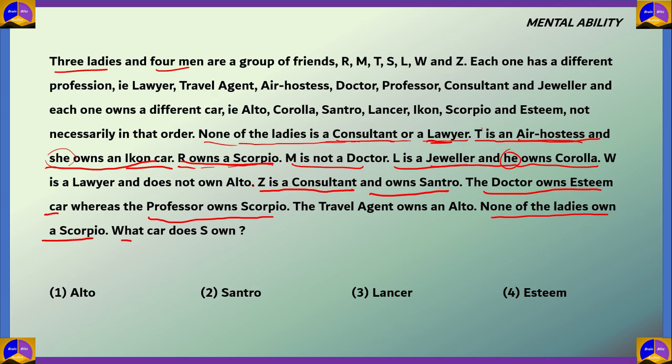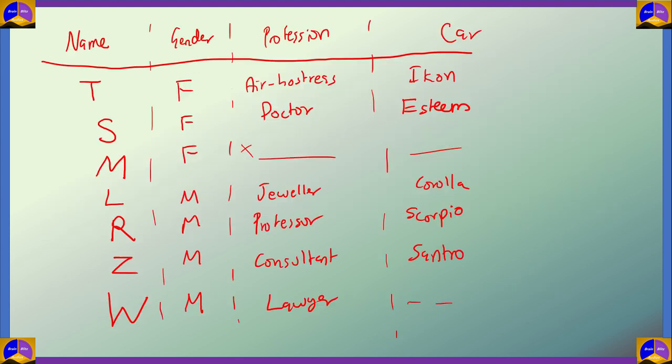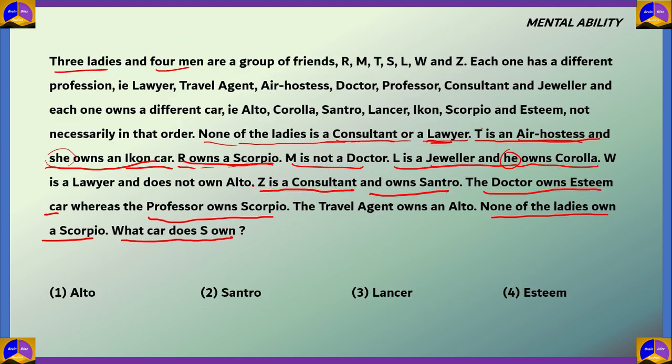However, the question is, what car does S own? We got it. S owns an Esteem car. So we don't need to solve the question any further. So option 4, Esteem, is the correct answer for this question.